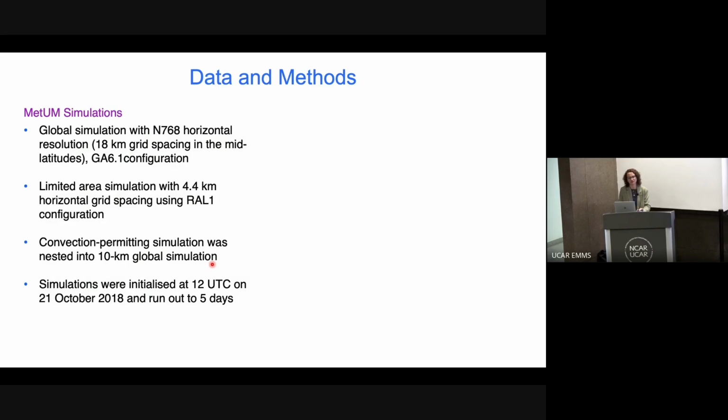The global simulations have a grid spacing of 18 kilometers and the convection permitting simulations of 4.4 kilometers, where obviously the convective parameterization is switched off, and they have been nested into 10-kilometer global simulations. The runs were initialized on the 21st of October 2018, run out for 12 days, and the start time was 12 UTC.